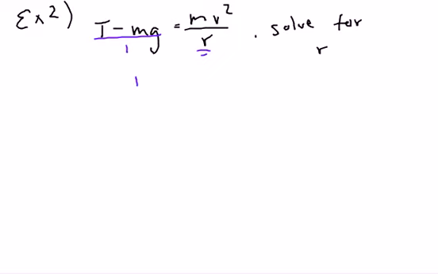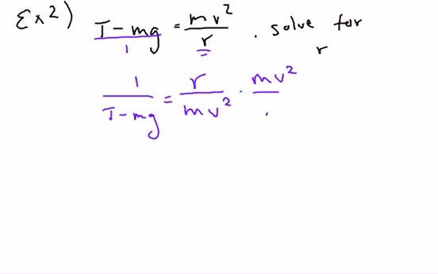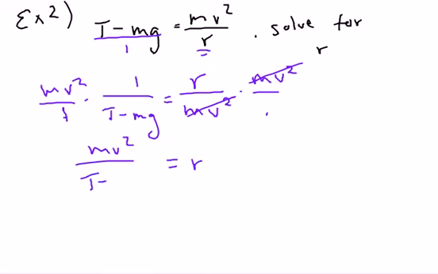So you can flip everything, so it'd be 1 over t minus mg is equal to, again, flipped, r over m times v squared. And now from here, this is on the bottom, so you need to multiply, because it's being divided right now. And you must do this on both sides. This will simplify to 1, so you'll have r equals mv squared over t minus mg.